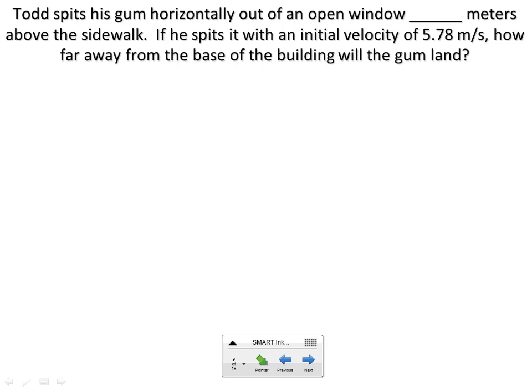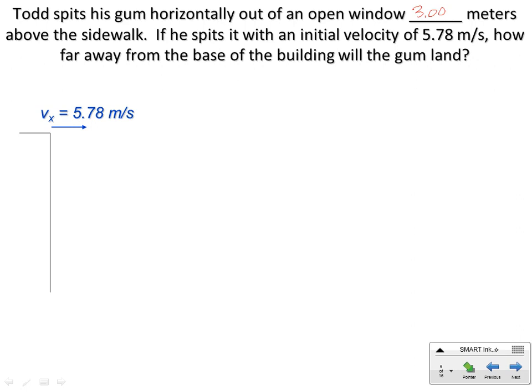Never mind. Cape Cod Todd spits his gum horizontally out of an open window. I don't know. Let's say it's 3 meters above the sidewalk. He spits it with an initial velocity of 5.78 meters per second. How far from the base of the building will the gum land? This is the classic question. The classic horizontally launched projectile question.